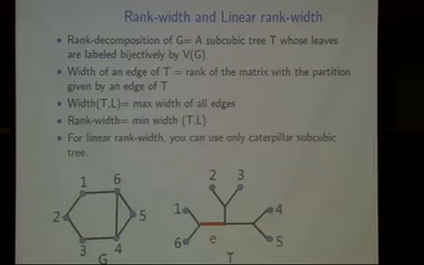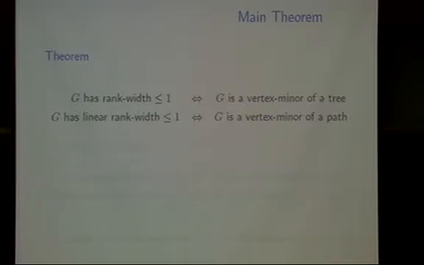And rank-width and linear rank-width were defined in the last section, so I skip it. Our theorem is this. A graph G has rank-width at most 1 if and only if it is a vertex-minor of some tree, and also G has linear rank-width at most 1 if and only if G is a vertex-minor of some path.